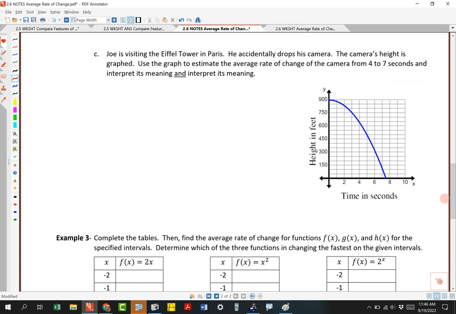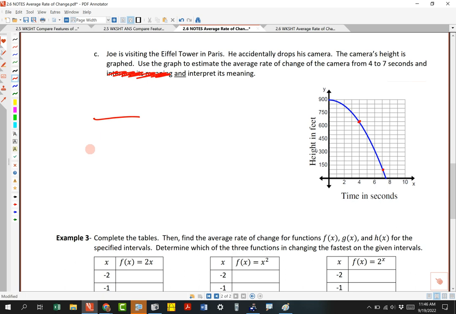Use the graph to estimate the average rate of change of the camera from 4 to 7 seconds and interpret its meaning. That's great. How about we just interpret its meaning once? Okay. 4 seconds. 7 seconds. 650.